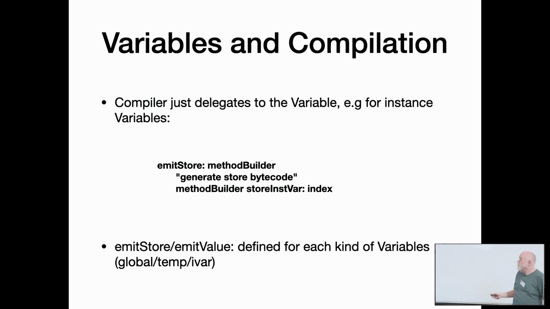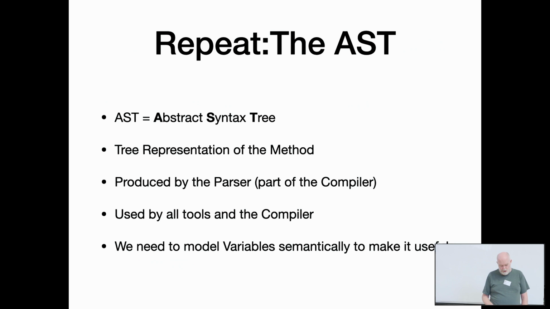And so if we want to build a compiler like this, we need for every kind of variable to have an emit store, emit value. So we need that for globals, for instance variables, and for temps. And for temps, this is actually the most complex case, because compiling, reading, and writing temps that are actually coming from a closure is more complex than you think. And I will not go into details there too much.